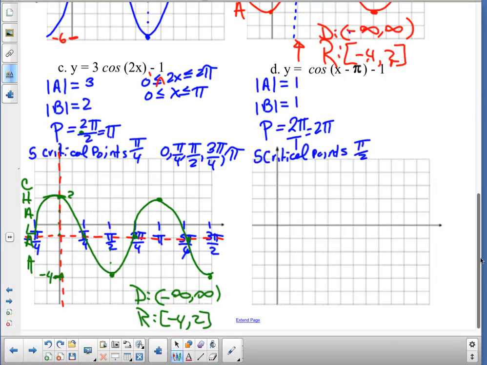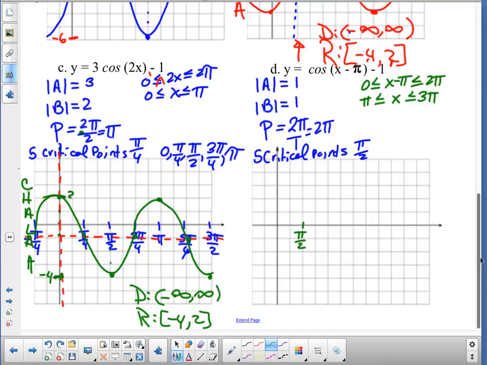Okay, so now let's check out where those points start. So I've got 0 is less than or equal to x minus pi, which is less than or equal to 2 pi. Well, I'm going to add pi to all 3 things, and I get 3 pi. Now, I'm going to go up by pi over 2's. I've got pi, and I've got 3 pi over 2, and 2 pi, and I've got 5 pi over 2, and 6 pi over 2, or 3 pi.